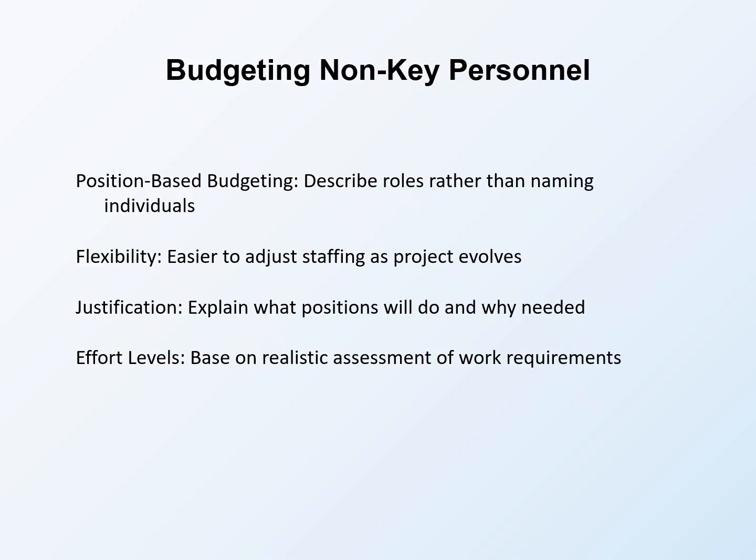Justification for non-key positions should explain what the position will do and why it is needed. Reviewers want to understand how each position contributes to project success. A budget justification stating research assistant at 50% effort provides less useful information than explaining that the research assistant will conduct participant interviews, manage the study database, and coordinate site logistics.